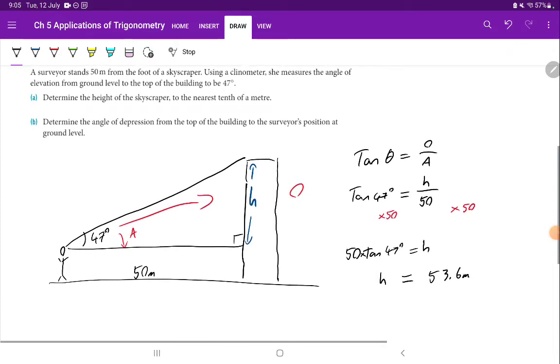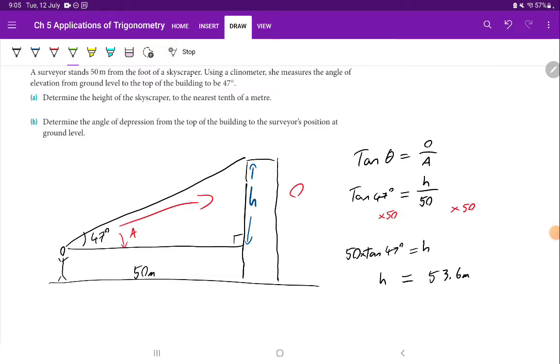Again, this is an approximation. In reality, it's actually a little bit taller because presumably the surveyor does have some height as well. So we're just missing however tall she is, and that's what we'd add to our answer. But in this case, we're not worrying about it.